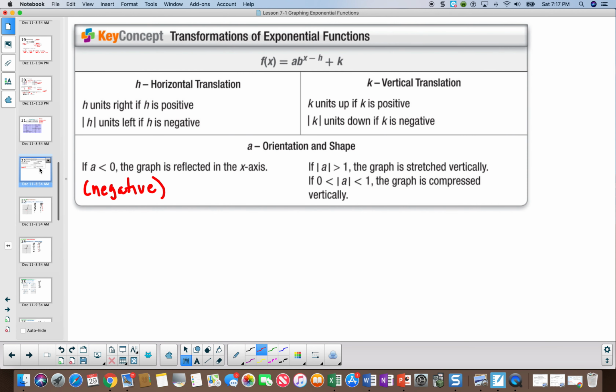So that same kind of thing happens with exponential functions. So h will be a horizontal translation. If h is a positive number, this part is positive right here, it shifts right. And left if h is negative, so this part right here is negative. Now, k is the vertical translation. And if a is negative, it's going to be a reflection. And if a is greater than 1, it's a stretch. If a is between 0 and 1, it's a compression, or we call it a shrink.